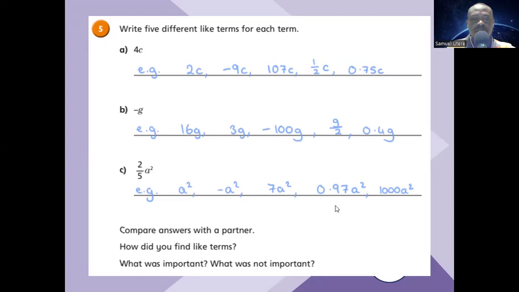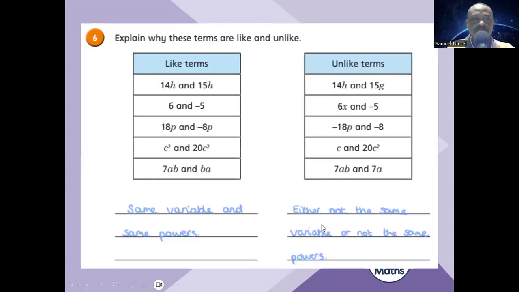Okay, this is the answer to question 6. It says, explain why these are like and unlike terms. Again, remember, we need the same variable and the same powers. Variable means the letter. Don't forget. And then to have unlike terms, you just need to make one of them not true. So either you have a different variable, which you call letter, or a different power if you have the same letter, or what we call variable.